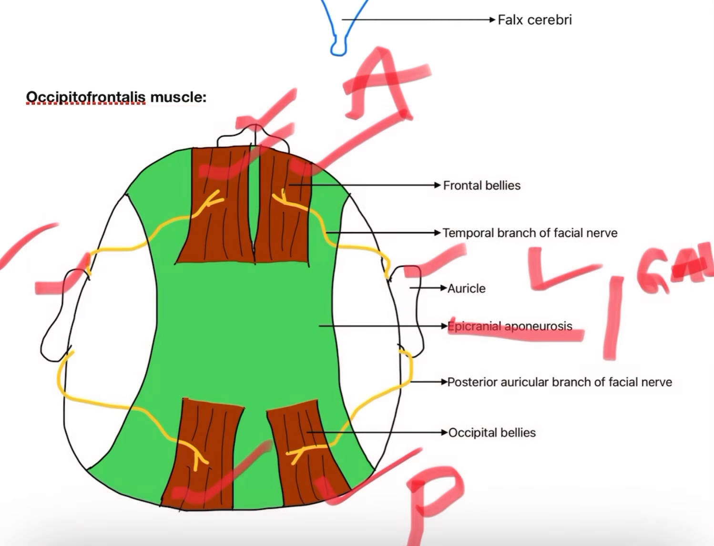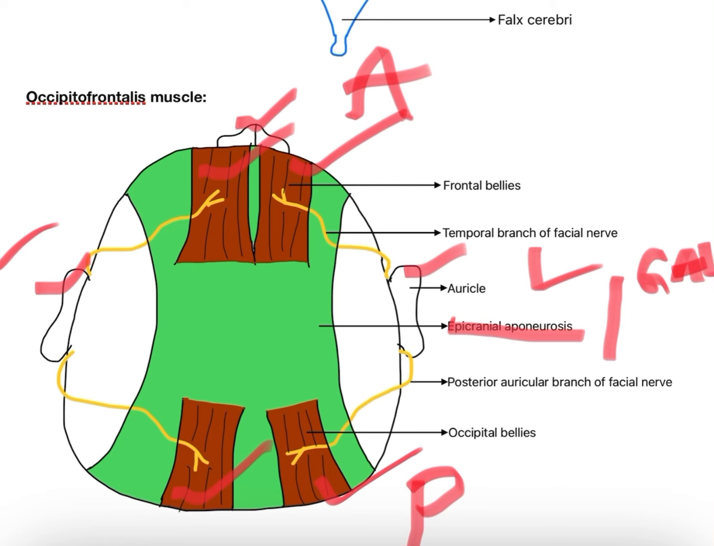In Latin, Galea means helmet. So it somewhat resembles a helmet. It is also known as Galea aponeurotica. It is also known as epicranial aponeurosis. If we see, this is the third layer, which is majorly formed by aponeurosis enclosing muscles. It has 4 bellies, 2 frontal bellies and 2 occipital bellies.